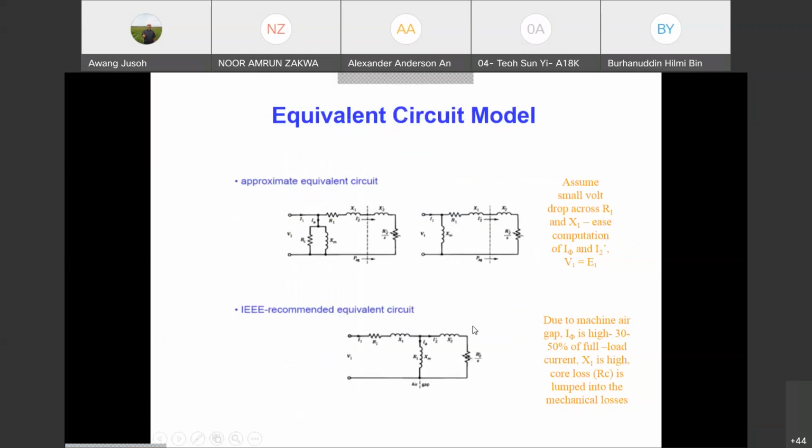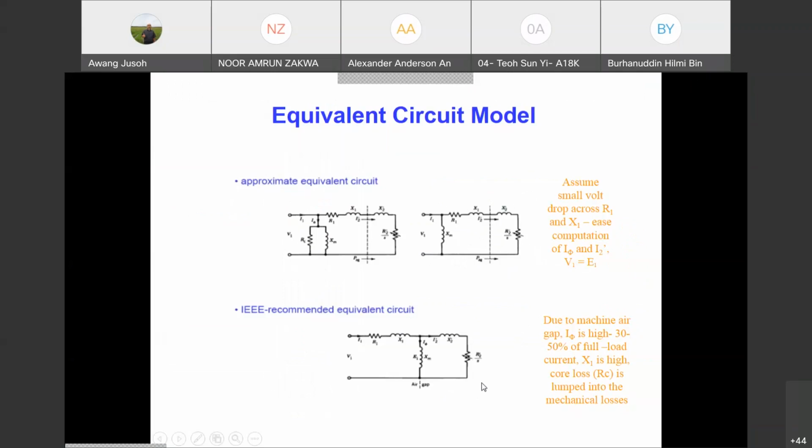Alright, based on this diagram, whether you want to use the IEEE or this circuit, again you need to check the question they ask. If they ask you to use approximate, then use approximate, this one, not this one. RC is not there. We don't give you the data for RC, so we will only give you XM. So use this one, or the IEEE.